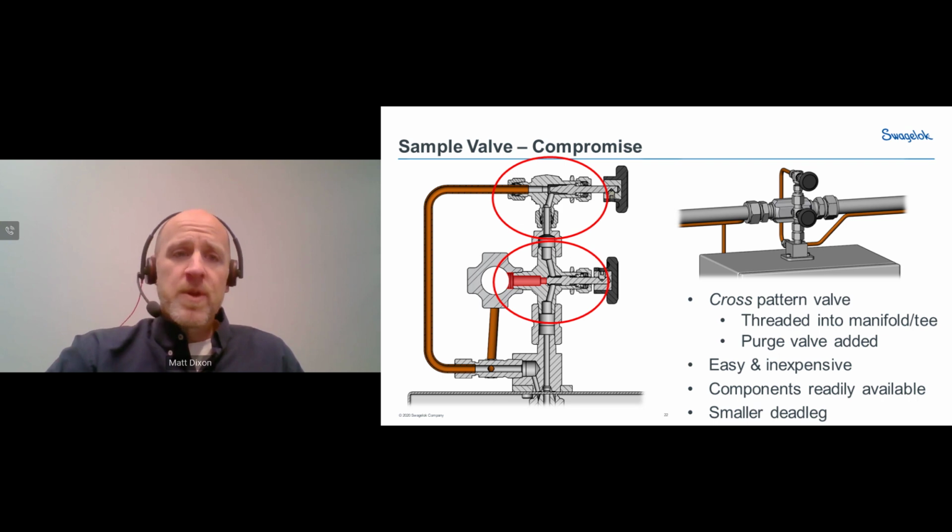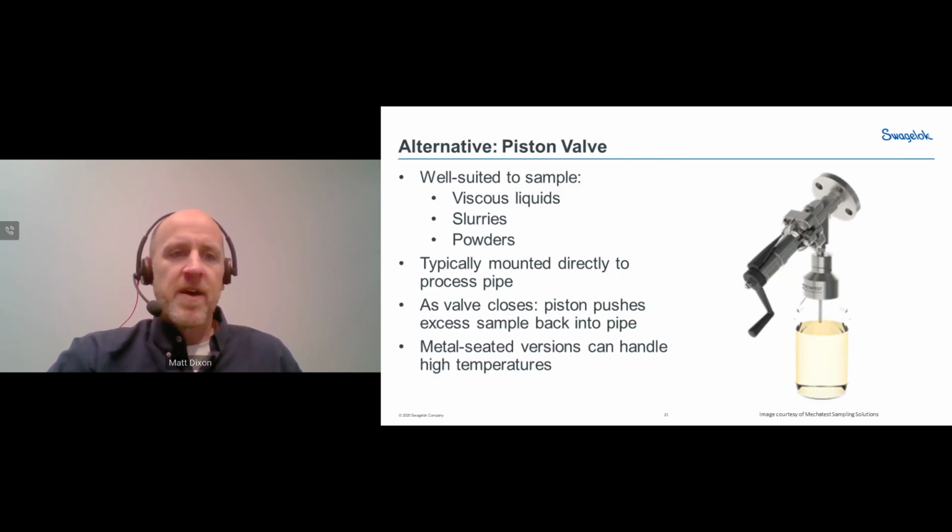Now, another approach when we're sampling, another sample valve option, is to use a piston valve. These are generally pretty well suited for sampling viscous liquids, slurries, powders, things of that nature. Very commonly used for a simple sampling operation, and they're typically mounted directly to the pipeline.